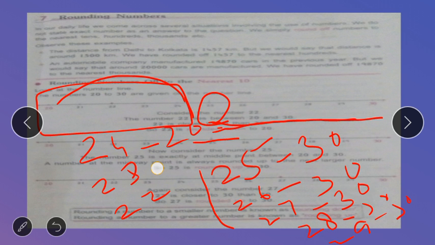Why? Because all these numbers are nearest to 30, and the numbers from here to here are nearest to 20. So the round off of 24 is also 20, 23 is also 20, 22 is also 20, 21 is also 20, and 20 is already rounded off. Okay, 30 is already rounded off. Listen to the video carefully, then only you will understand it. Clear? If you are not getting it once, listen again. Still if you are not getting it, then you can ask me. Okay, so this is the rounding of numbers to the nearest 10.